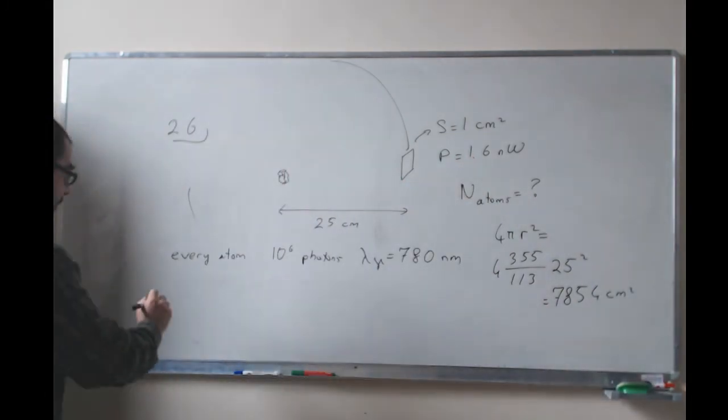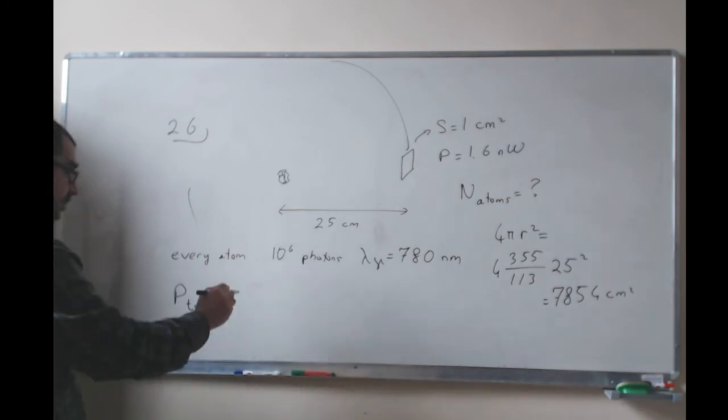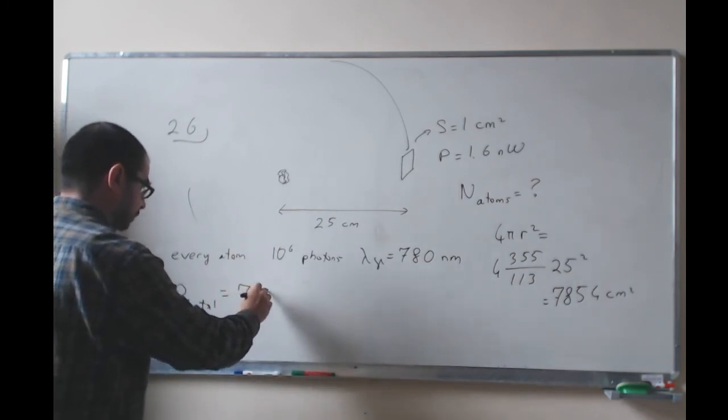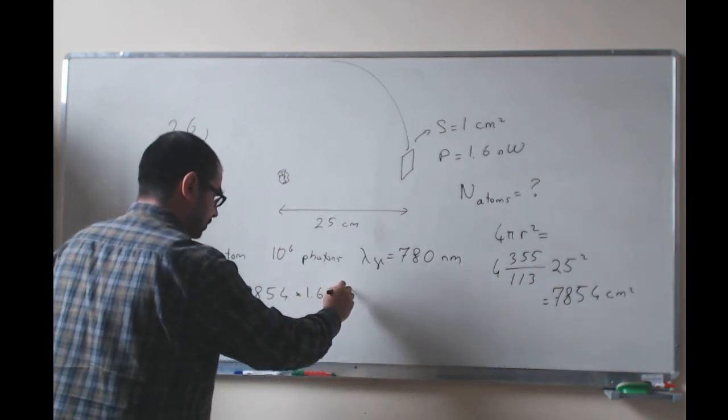So the total power, P total, is going to be just this number, 7,854 times 1.6 times 10 to the minus 9 watts.